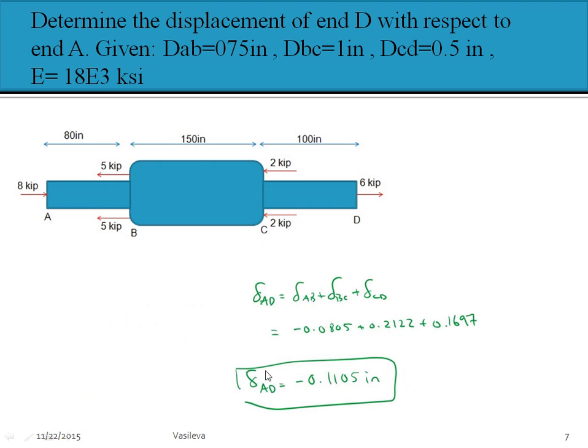And for our final answer, all we have to do is sum all of those together, and we get the displacement from point A to point D is -0.1105 inches. Pretty straightforward.